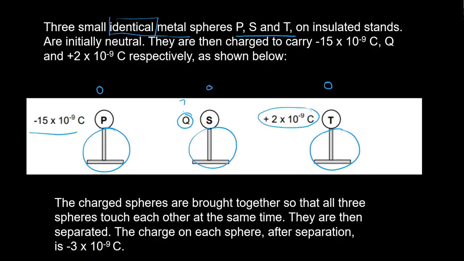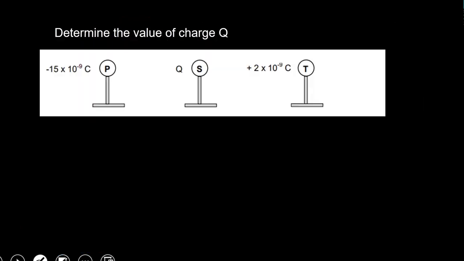These spheres are being brought together, they touch each other, and we know from our prior knowledge that if they touch each other, nature is going to try and balance out all those charges, and so there is going to be a transfer of charge, electrons, from one to the other, and all three of them are going to move these electrons around so that they are going to have the same charge at the end when they are taken apart. So the charge on each sphere after separation is, and there it gives us, the net charge that is going to be on each one of these spheres, P, S, and T. Okay, so we've got an idea of what's going on, and we're going to move on to the first question. It says here, determine the value of charge Q.